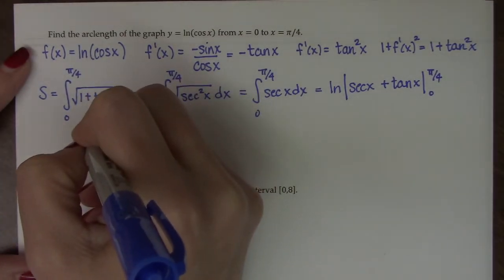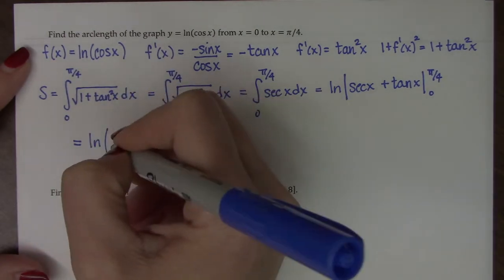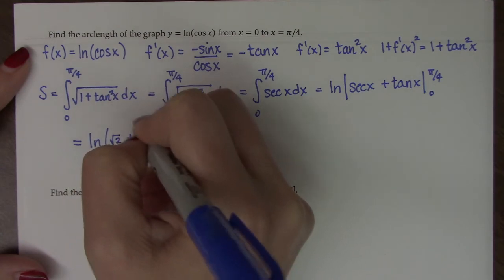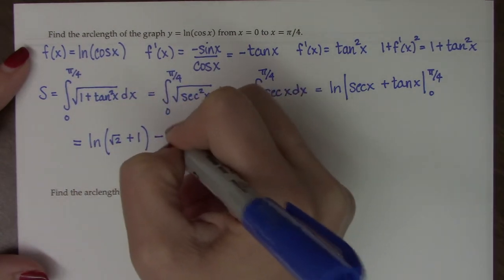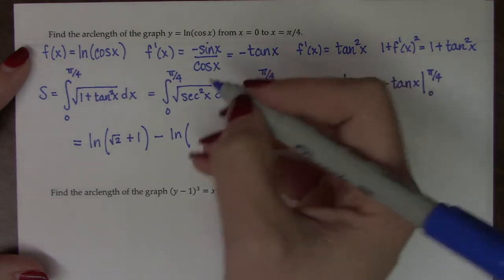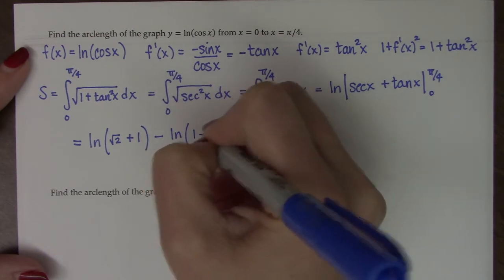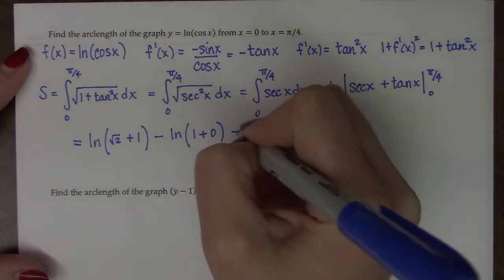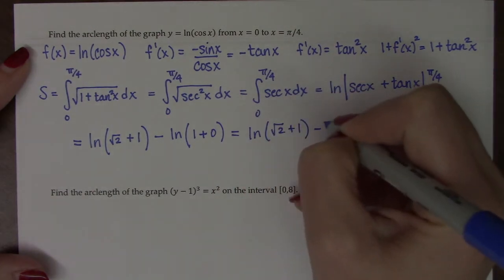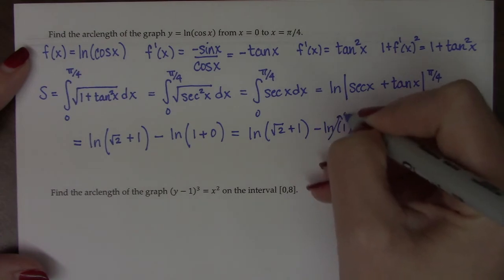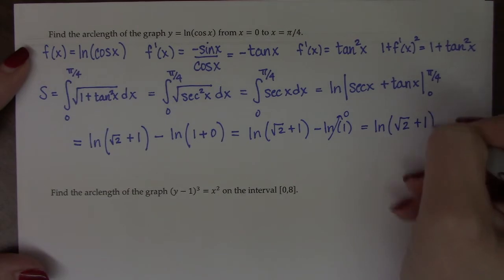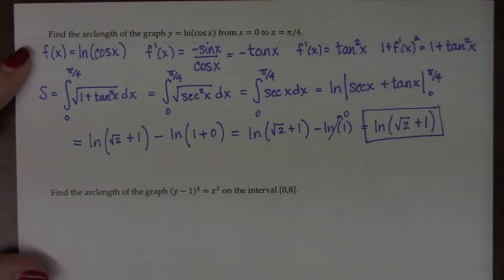So when I plug in pi over 4, I'll get the natural log. Secant of pi over 4 is the square root of 2. Tangent of pi over 4 is 1. Then I have to plug in 0. The secant of 0 is going to be 1, and tangent of 0 is 0. So what I end up getting is the natural log of the square root of 2 plus 1 minus the natural log of 1, but the natural log of 1 is 0, so my final answer is just the natural log of the square root of 2 plus 1.